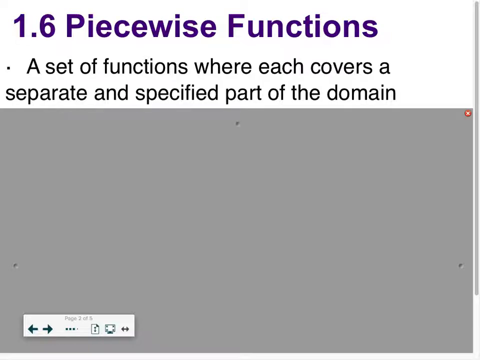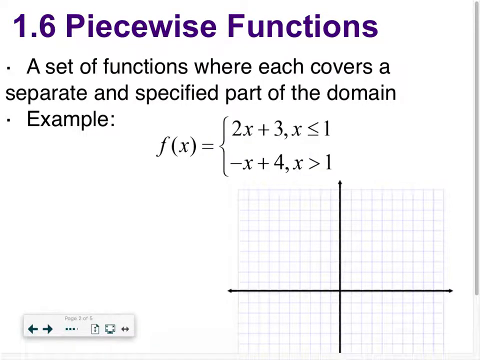So basically what's happening is we're taking two or more functions and we're breaking the domain into pieces. So for example, this is one that we are going to graph. You'll see this brace here that says, hey, these belong together. You'll have an equation and the domain piece that's specified, another equation with its domain piece that is specified.